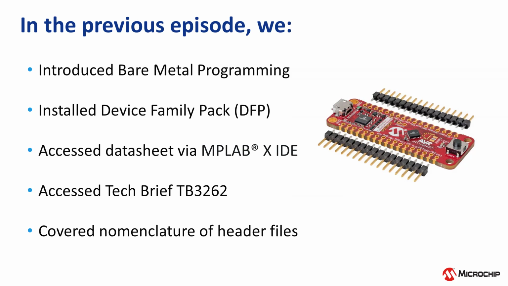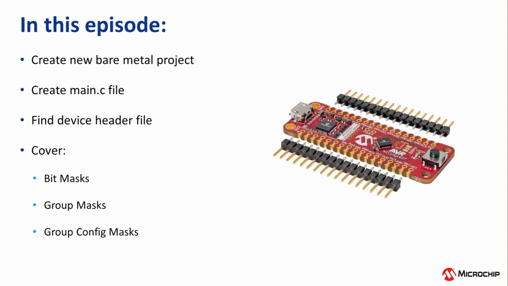In the previous video in this series, I introduced the concept of bare metal or register level programming, showed you how to access the datasheet through MPLAB X, and showed you the tech brief TB3262, Getting Started with Writing C Code for AVR MCUs, and also some of the nomenclature associated with using the device header files. In this video, we will cover more of TB3262, where we will create a new bare metal project and main.c file, find the device header file and its macros, and also learn how to use bit masks and group configuration masks. So let's dive right in.